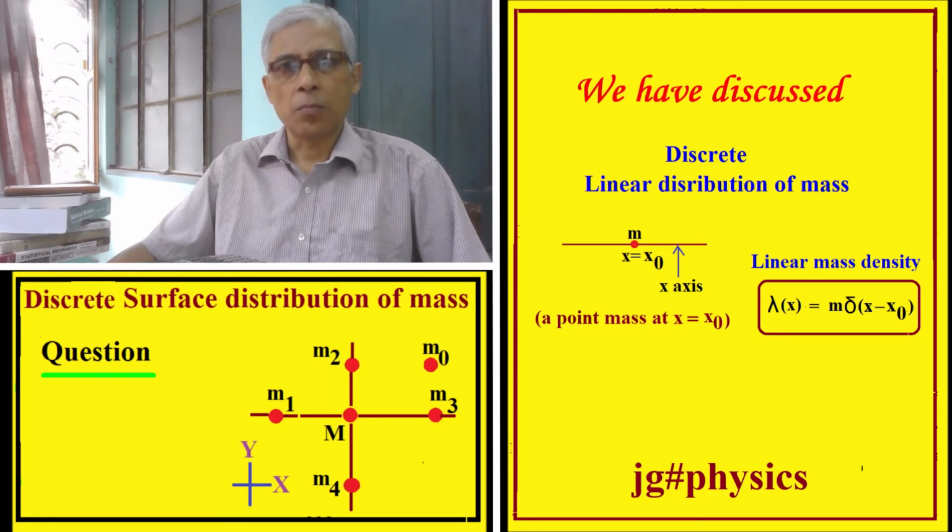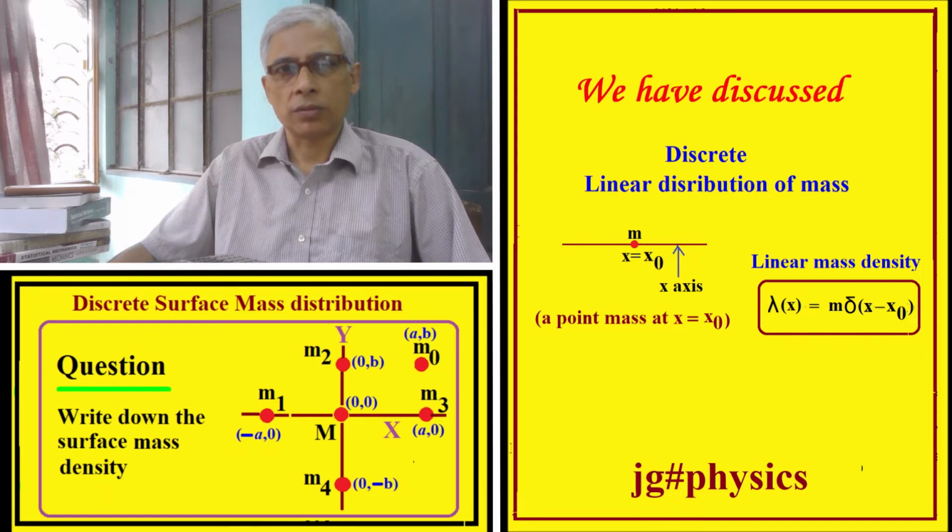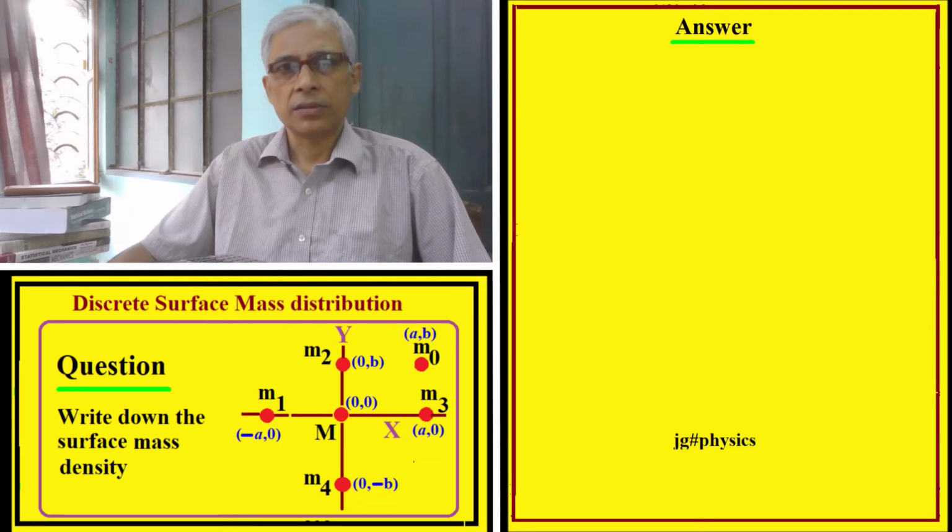Given that masses capital M and small m0, m1, m2, m3 and m4 are located at certain points on a surface, which is the xy plane, say, and the coordinates have been shown, we are to find the surface mass density for this discrete mass distribution. Let us find the answer to the problem.